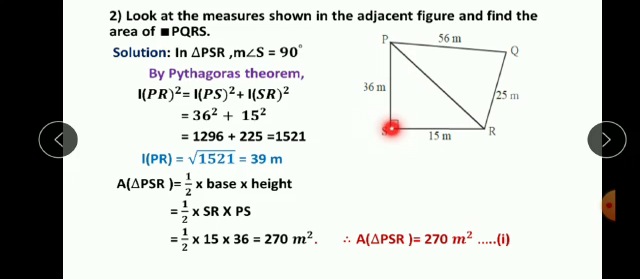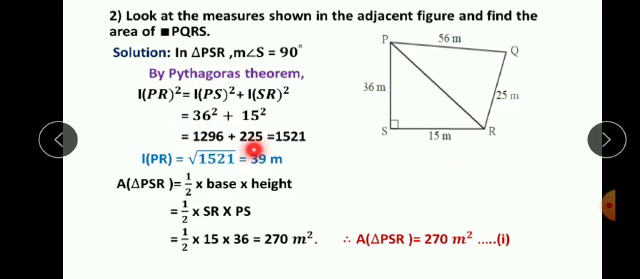Measure of angle S is equal to what? 90 degree. So when one angle is 90 degree, you can use the Pythagoras theorem because the third side will be the hypotenuse side. So length PR square is the longest side. So length PR square is equal to what? Length PS square plus length SR square. Now put the values for PS and SR. PS is what? 36, so 36 square, and SR is 15, so 15 square. 36 square plus 15 square is equal to what?